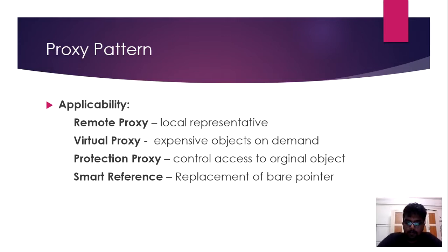Now let's talk about the protection proxy. This protection proxy controls the access to the original object. Now let's talk about smart reference. Smart reference replaces the bare pointer. So what is a bare pointer? It will perform some additional actions whenever the object is created. When this particular object is called, it will perform some additional operations, and we can perform those additional operations by using smart reference.